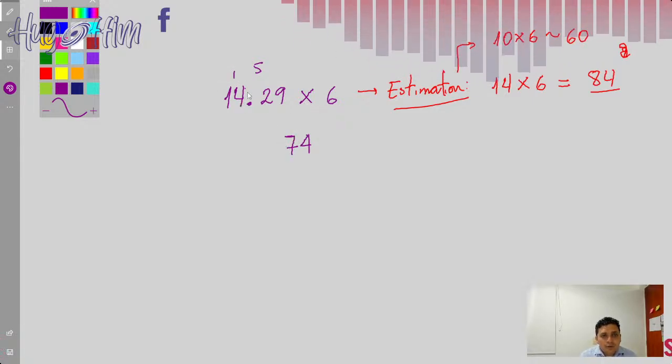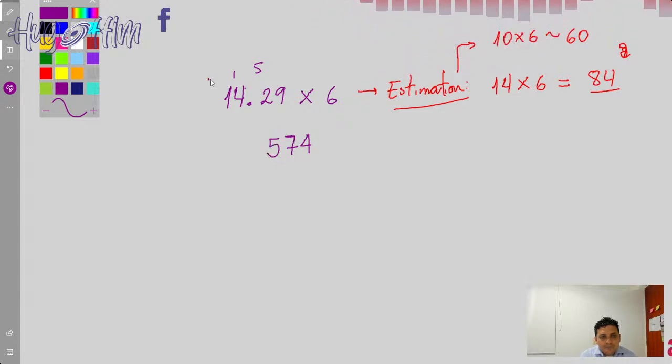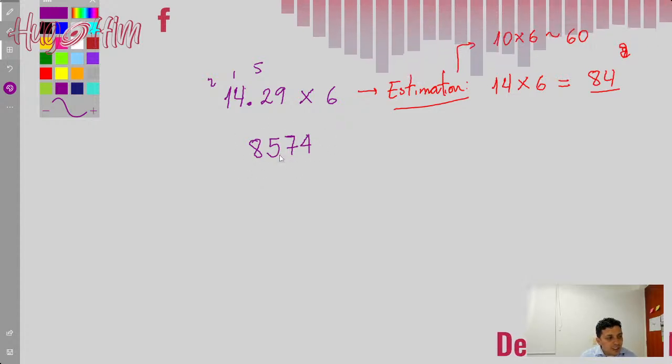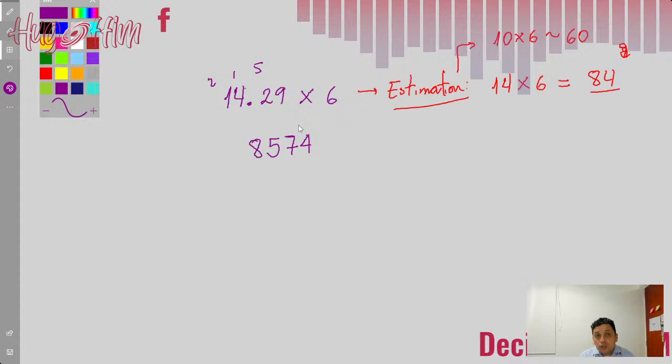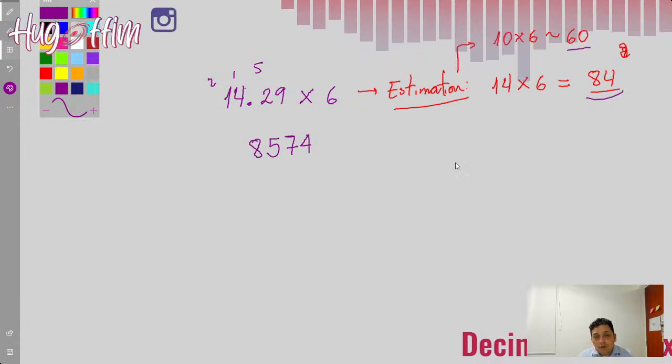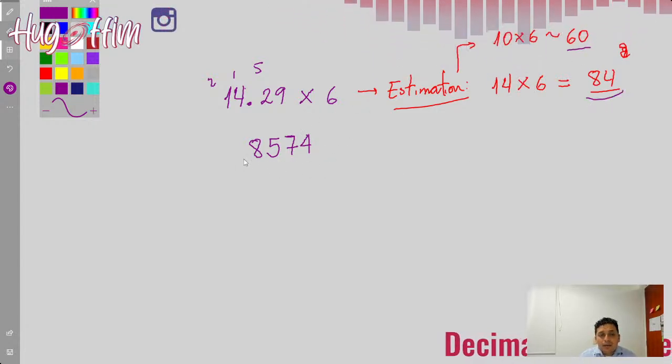6 times 4 is 24 and 1, 25. And 6 times 1, 6 and 2, 8. Now I already have my multiplication, and what I'm going to do is use my estimation, 60 or 84, to match with my number.